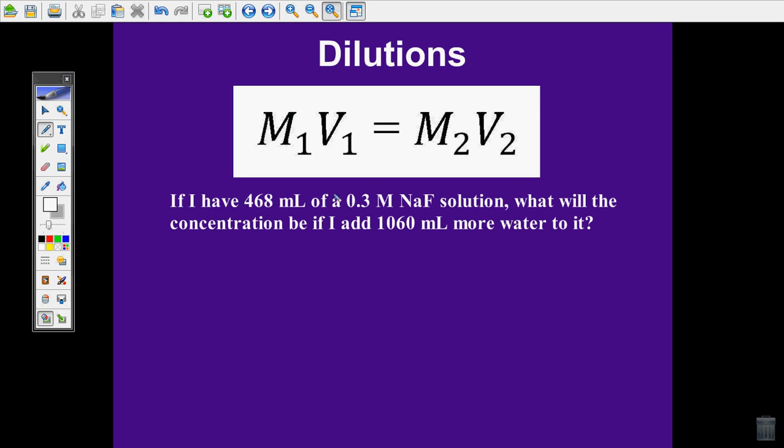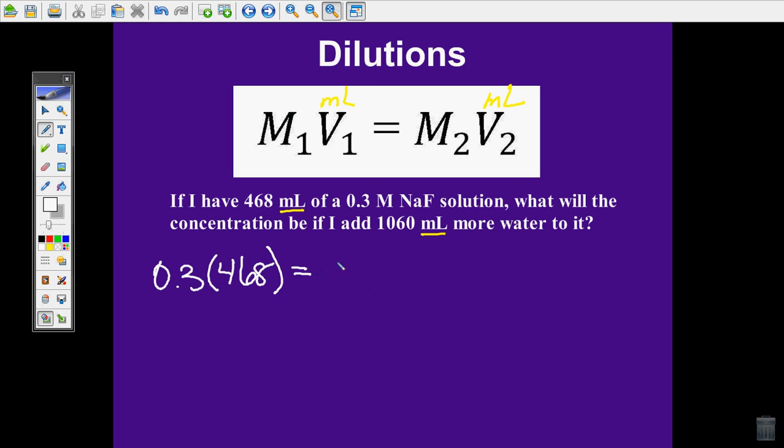So I'm starting out with 0.3 molar times 468 milliliters. Now, as long as I keep my units the same, if this volume is milliliters, then this volume needs to be milliliters, okay? So milliliters, we're all right. If they're not, then you need to convert and make them the same units.